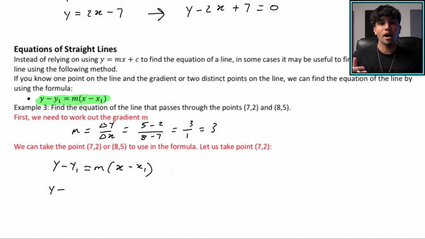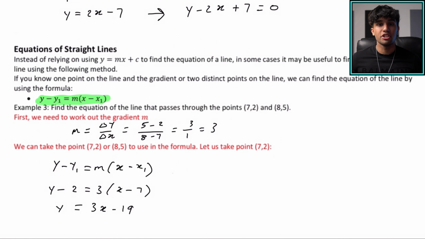Of course, for y1 and x1, we have to pick one coordinate and use those two values. So in this case, we'll take the coordinate 7, 2. So y1 is equal to 2 and x1 is equal to 7. After rearranging, we get y equals 3x minus 19. See how quickly that solved our question instead of doing all of the steps before.